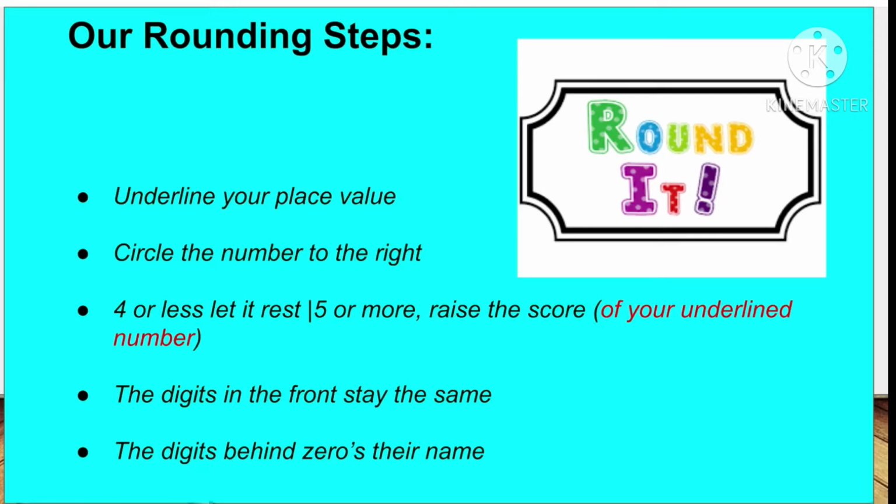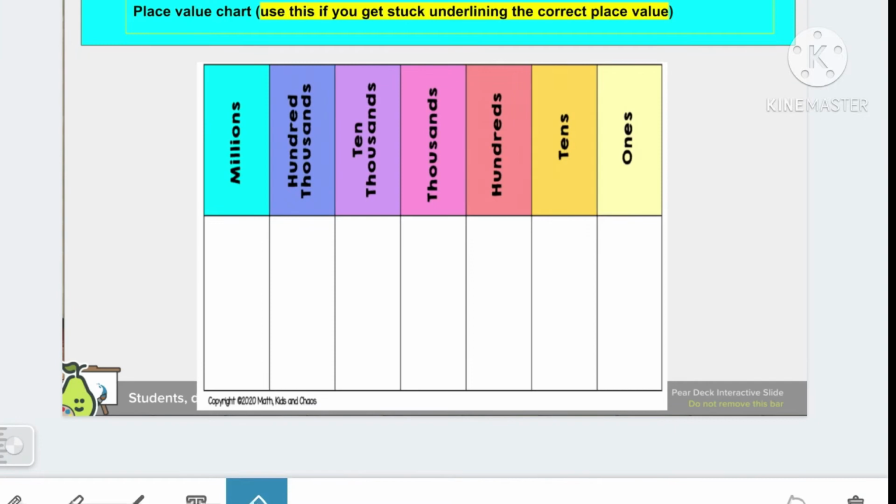As a reminder, those steps are: underline your place value, circle the number to the right, 4 or less, let it rest, 5 or more, raise the score. The digits in the front stay the same. The digits behind zeros their name. We're going to continue to use these steps to ensure that all friends reach mastery.